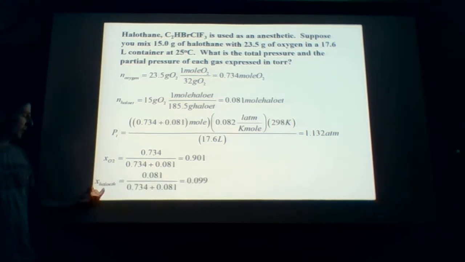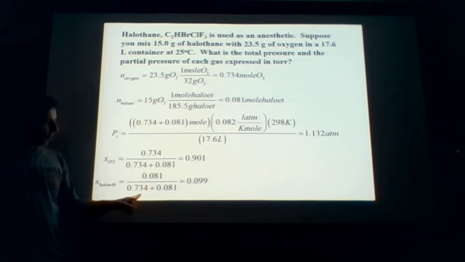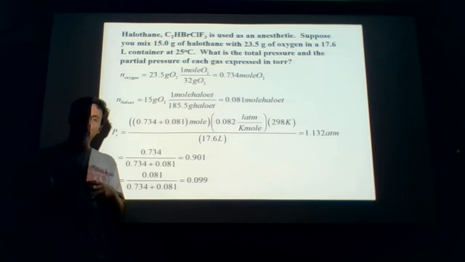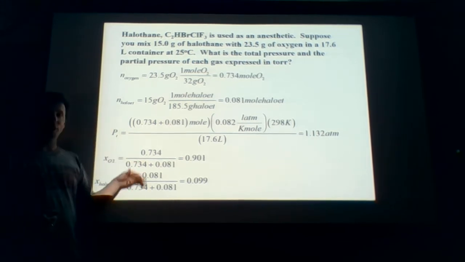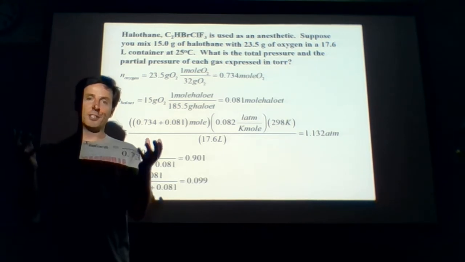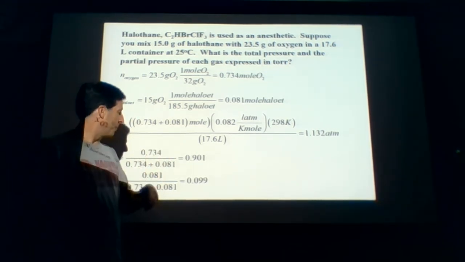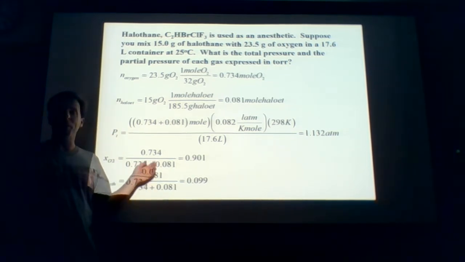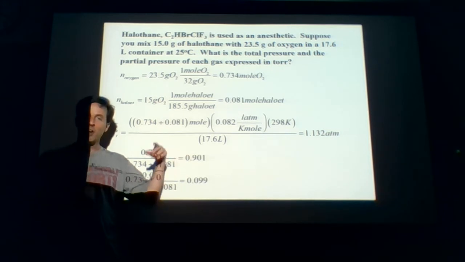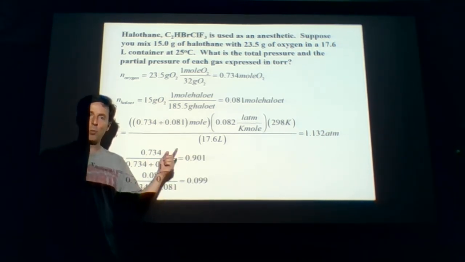You can do the same thing for halothane. The moles of halothane divided by the total moles gives me this. Now, what you should notice is that if you find the mole fraction of everything, just like with percentages, where the components have to add up to 100%, the mole fractions have to add up to a total of 1. Instead of 100%, we're in decimal form, so the decimal values add up to 1.